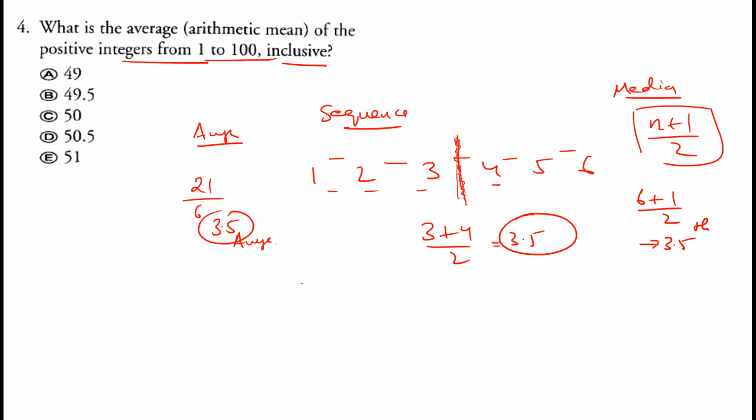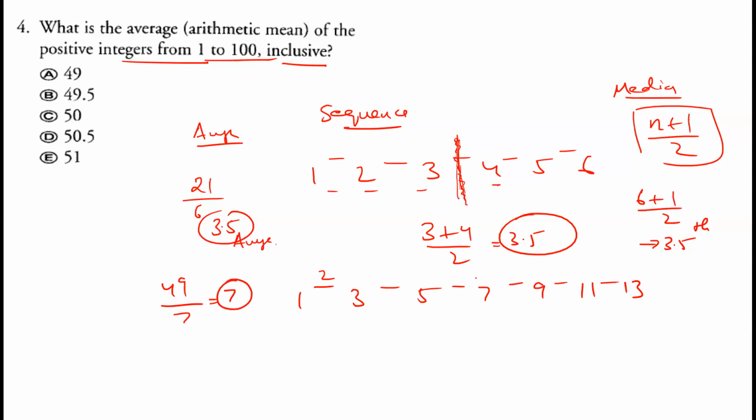Now let's suppose we have this scenario: 1, 3, 5, 7, 9, 11, and 13. This is also a sequence because the difference between consecutive numbers is the same. The difference is 2. One way to find the average would be to add them up: 1 plus 3 is 4, 4 plus 5 is 9, 9 plus 7 is 16, 16 plus 9 is 25, 25 plus 11 is 36, and 36 plus 13 is 49. So 49 divided by 7 numbers, the average would be 7.